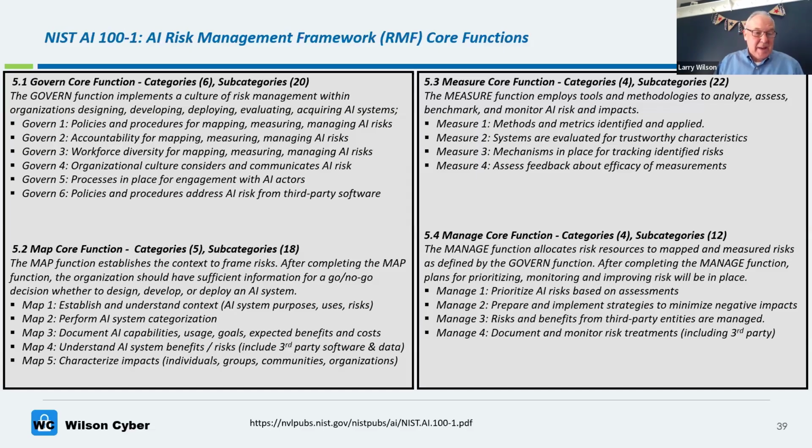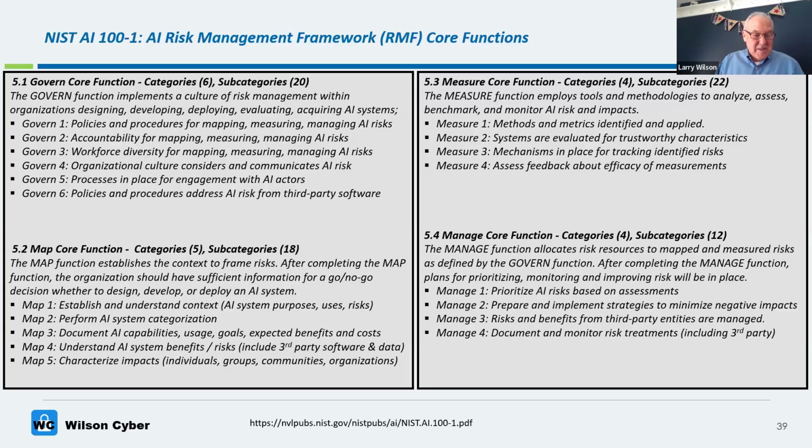Under the map function, establish the context to frame risk. This is where all kind of the details are. After completing the map function, the organization should have sufficient information for a go, no-go decision, whether to design, develop, or deploy the system. Here we have 5 different categories. Map 1, establish, understand the context, the AI system purpose, what its uses, and what are the risks to that AI system. Map 2, perform the AI system categorization, meaning where the technology is involved, where the components involved, development, deployment. Map 3, document AI capabilities, usage goals, expected benefits, and costs.